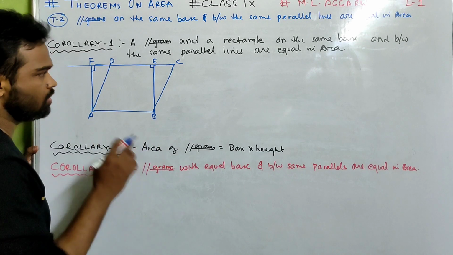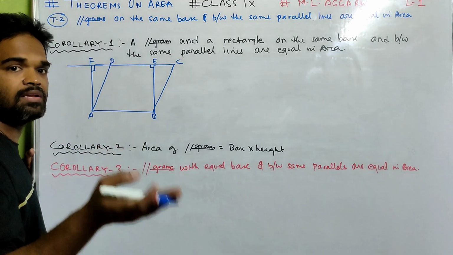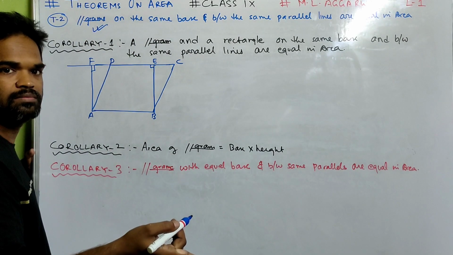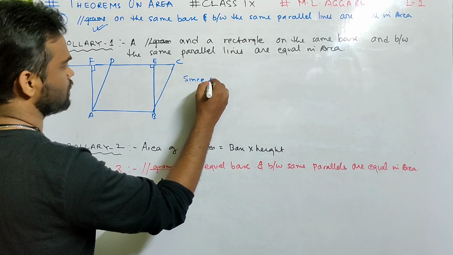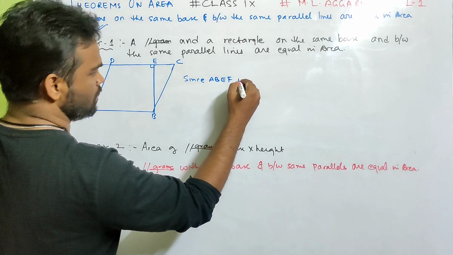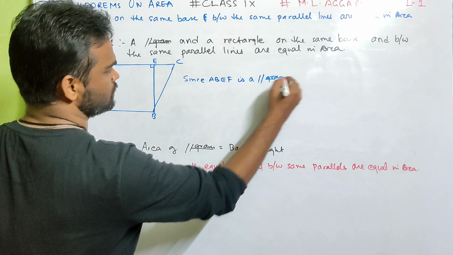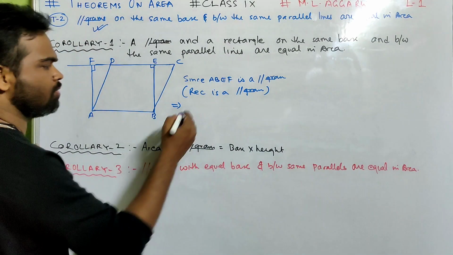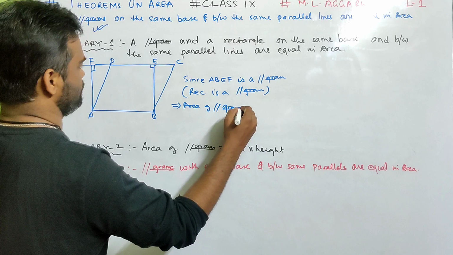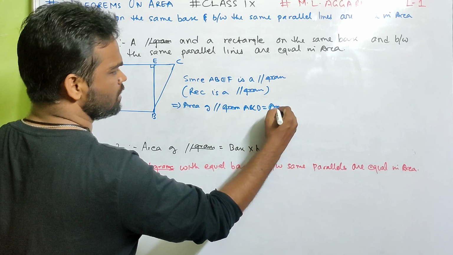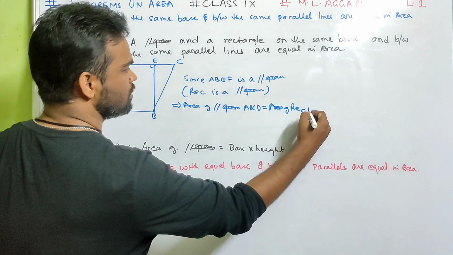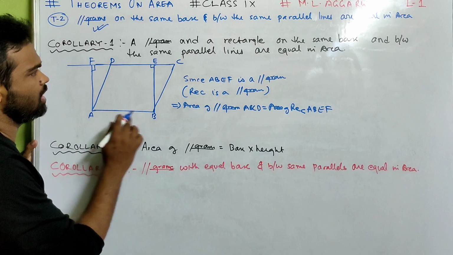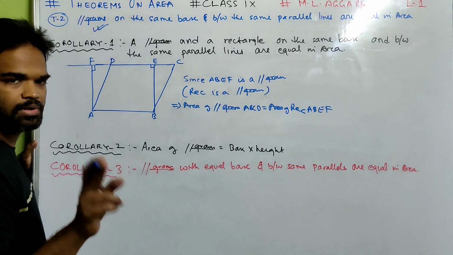That's quite obvious. Why? Because ABEF is a rectangle and a rectangle is a parallelogram, which means these two are parallelograms having the same base between the same parallels, which means the area has to be equal, isn't it? Since ABEF is a parallelogram, rectangle is a parallelogram, okay, then the area will be equal. So area of parallelogram ABCD will be equal to area of rectangle ABEF in this particular case. Yes or no? This was similar to the earlier proof. Rectangle is also a parallelogram.